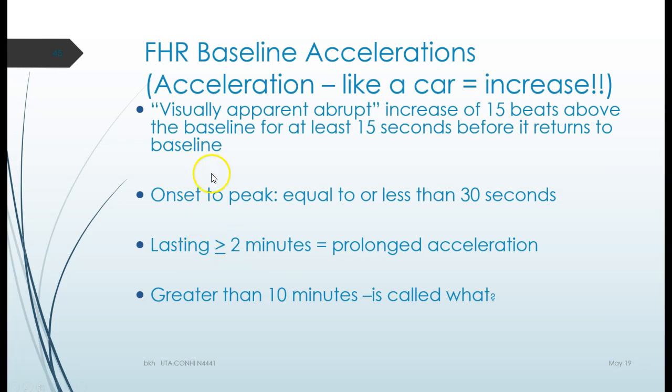So if this is a visually apparent abrupt increase of 15 beats per minute above the baseline, and it returns within about 30 seconds or so, we're going to call that an acceleration. If that increase lasts 2 minutes, we're going to call that a prolonged acceleration. If that heart rate continues at, like we said, 120, so it goes up to 135, and stays up at 135 for greater than 10 minutes, that baby has now established a new baseline, and we document that the baseline has been reset to 135.